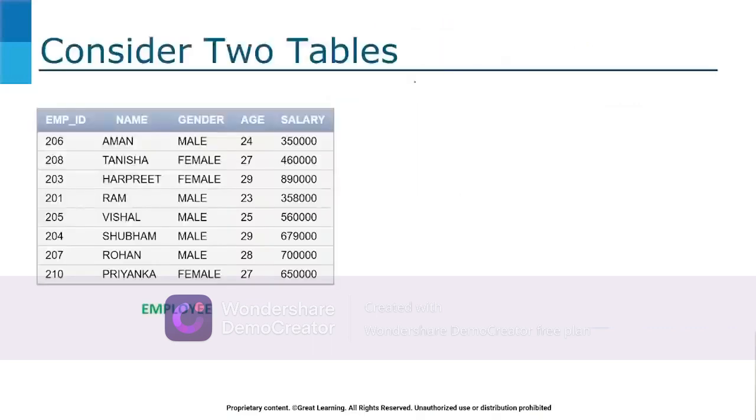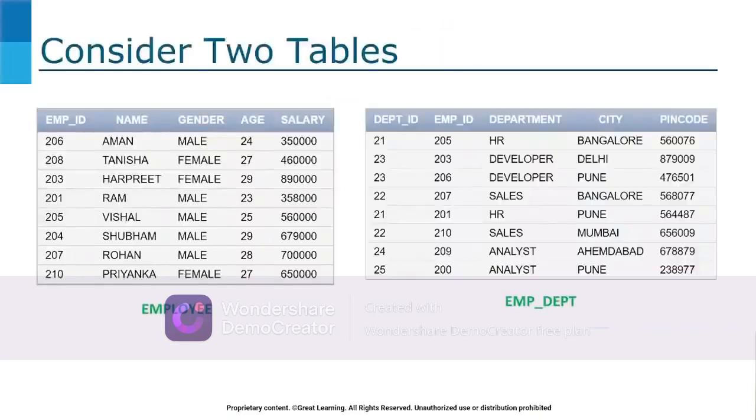Let's say that I have these two tables. Please have a look at them. We have the employee ID, name, gender, age, salary. The typical employee table, right? What an employee table should have: an ID, the name, the gender, the age, and salary. Then we have the employee department table. That means this particular table will have the department information. So we have department ID, employee ID. Now look at this: this employee ID and this employee ID is the primary key.